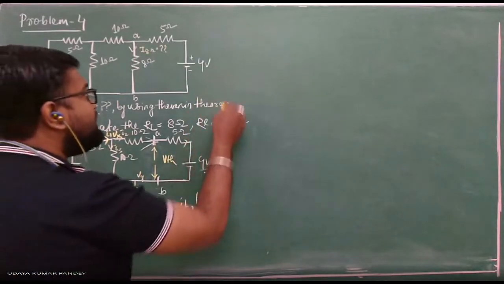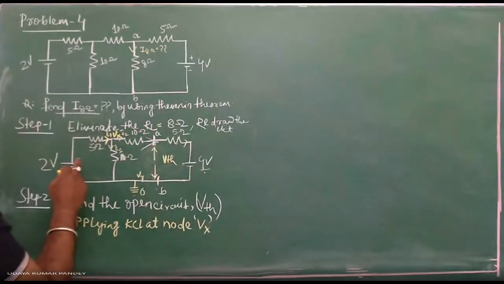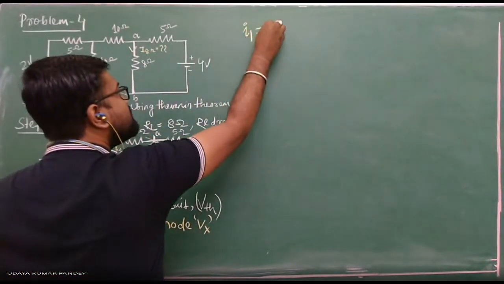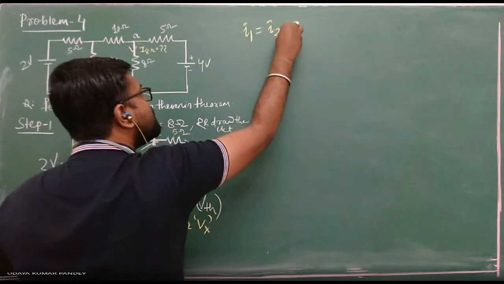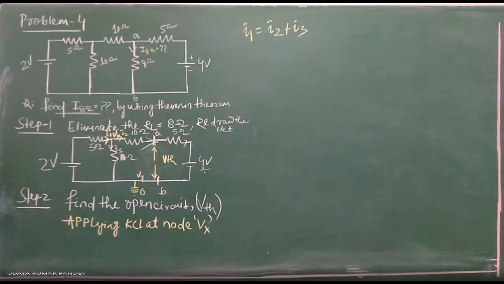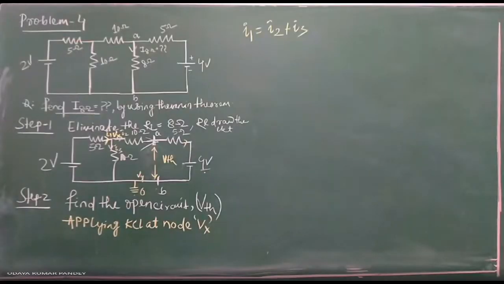What is the formula now? You can see here, this is the incoming current. This I1 is equal to I2 plus I3. Yes or no? According to the KCL. Yes, sir. Okay.